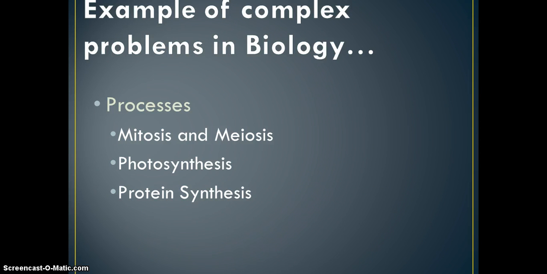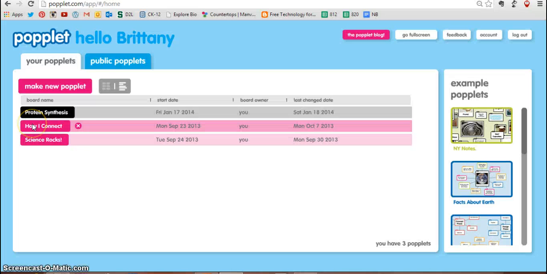Examples of a complex problem in biology are quite often different processes. A few off the top of my head would be, for example, mitosis and meiosis, photosynthesis, and I'm actually going to give you an example of a tool today that helps me illustrate the process of protein synthesis. The tool that I found to help illustrate processes is called Poplet.